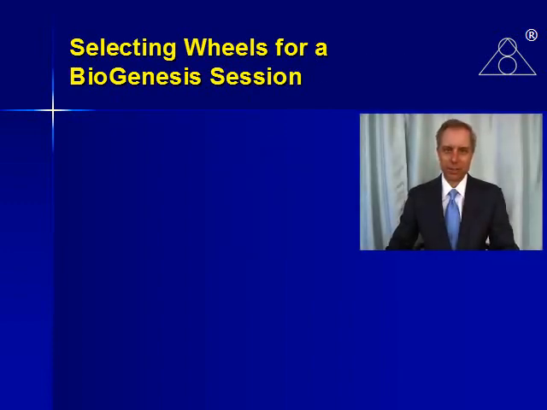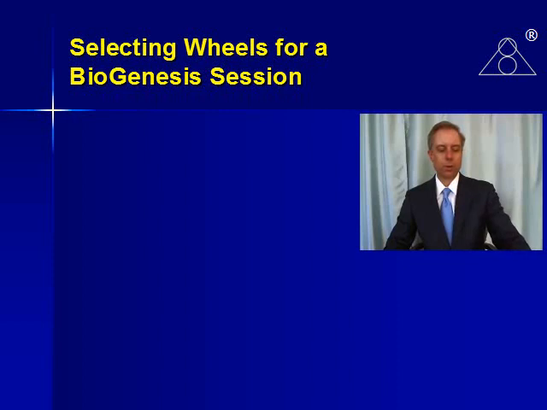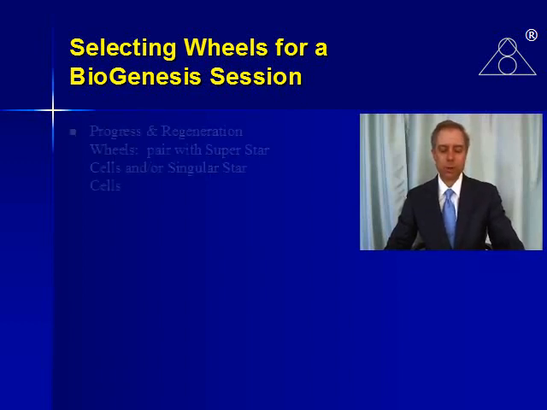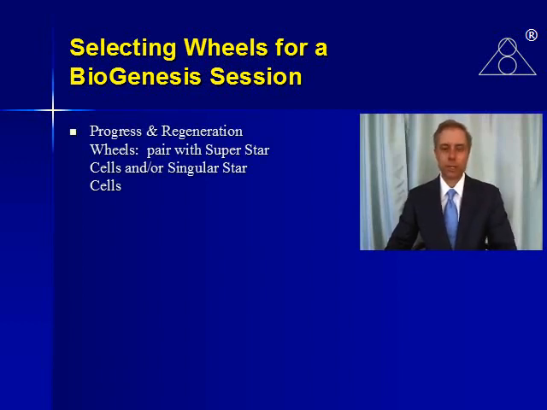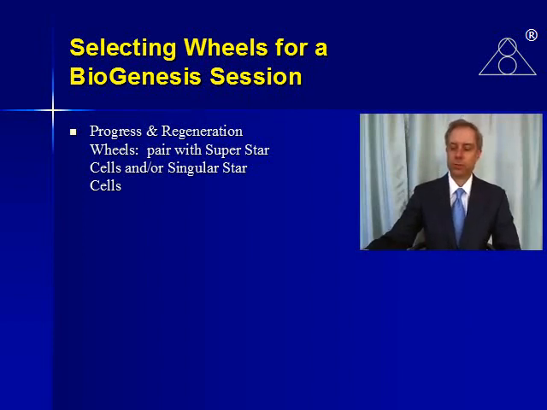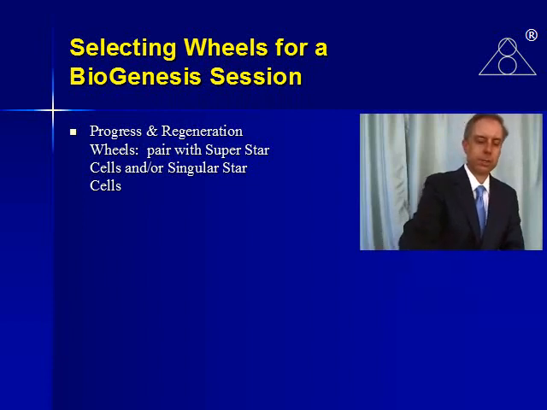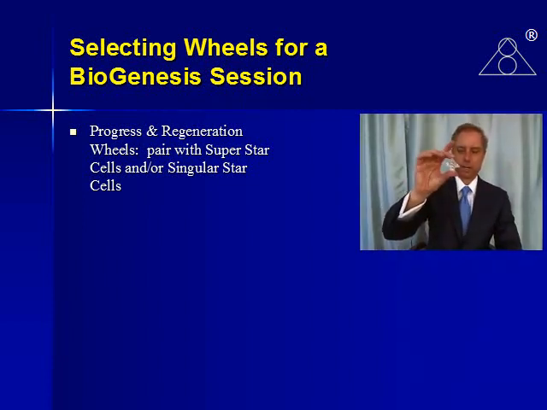Very good. Now that you have selected the wheels that were strongly positive for your personal biogenesis session right now, we are going to couple them with star cells and water cells. There's a very specific way in which to do this. Progress wheels and regeneration wheels can be used with super star cells and singular star cells. These are the smaller glass ones.